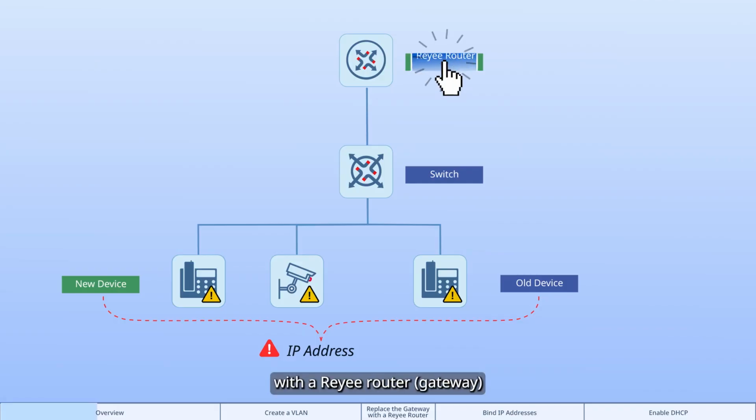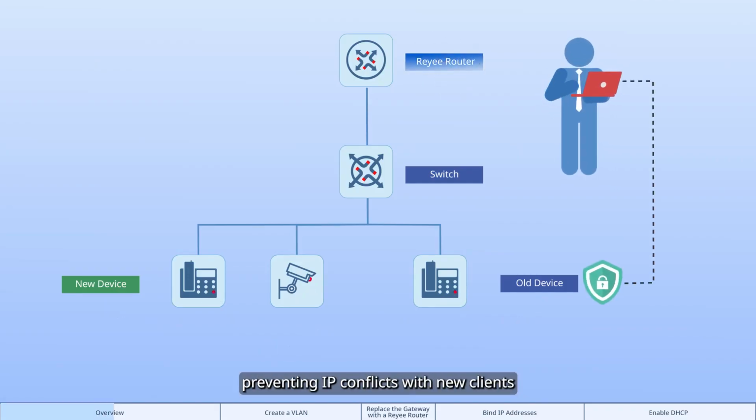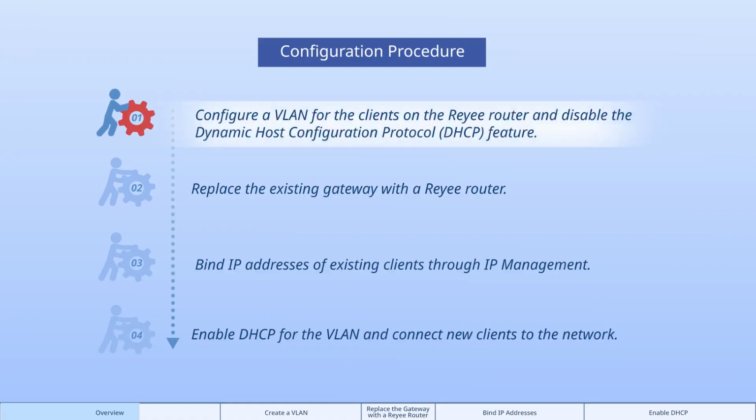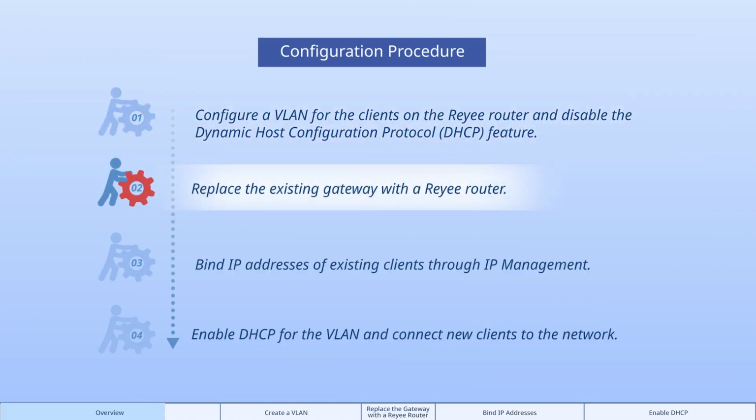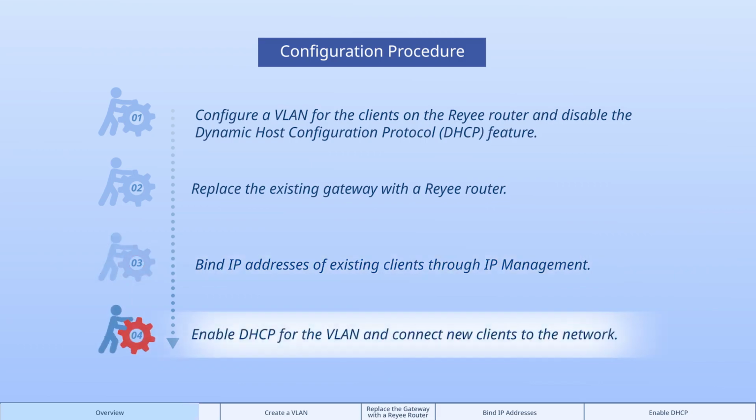However, with a Reyee router, you can bind IP addresses of existing clients in just a few steps, preventing IP conflicts with new clients. The configuration procedure is as follows. 1. Configure a VLAN for the clients on the Reyee router and disable the dynamic host configuration protocol feature. 2. Replace the existing gateway with a Reyee router. 3. Bind IP addresses of existing clients through IP management. 4. Enable DHCP for the VLAN and connect new clients to the network.